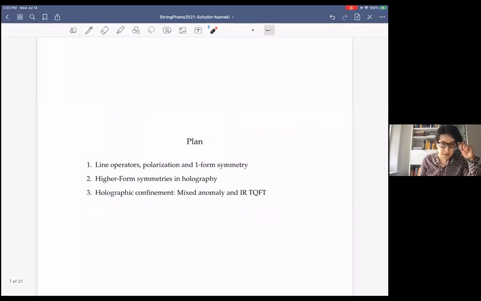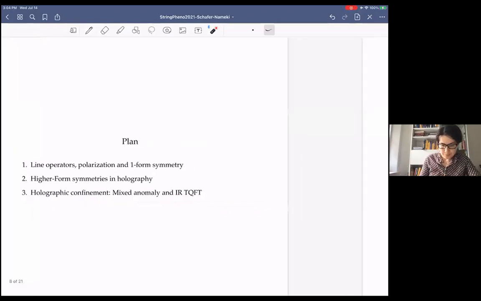So the plan is I'll start looking at general things like line operators, polarizations, one-form symmetries, just to set the scene. Then I'll discuss how in holography, higher form symmetries are realized. And then the final application, which is really where the physics is, we'll look at this holographic setting. The key ingredient is the supergravity, because it's holography, but the supergravity gives us things like mixed 't Hooft anomalies and also predicts the IR TQFT that governs the confining phase of super Yang-Mills.